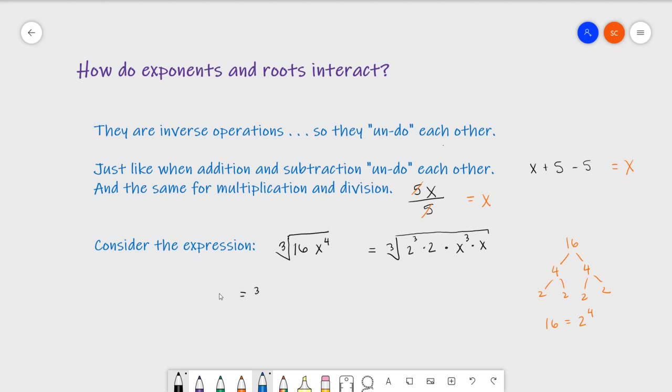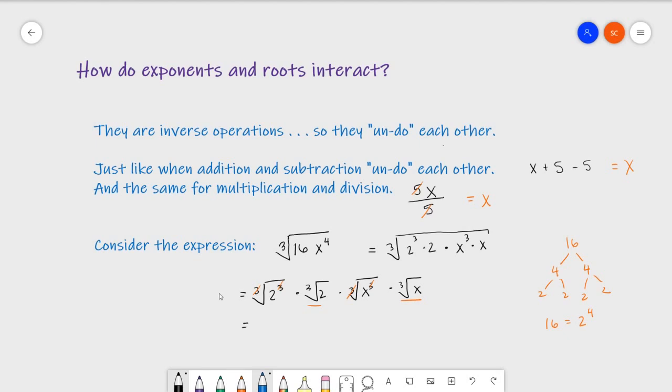I'm seeing multiplication in there, so I'm going to split up each factor. The cube root of 2 cubed times the cube root of 2 times the cube root of x cubed times the cube root of x. And so now we can see that the undoing is happening. There is a cube here that then gets cube rooted, so those undo each other. There's a cube here that gets cube rooted, they undo each other, but those other two factors don't have an undoing situation, so they'll stay as they are.